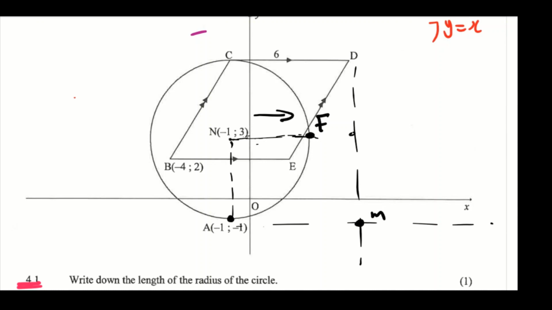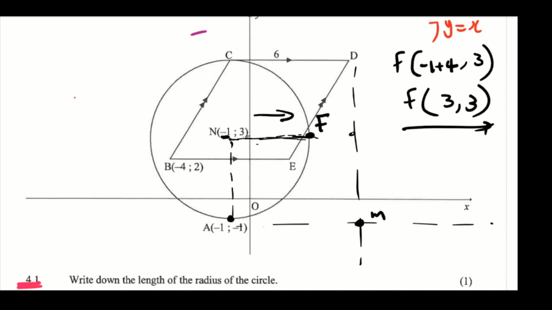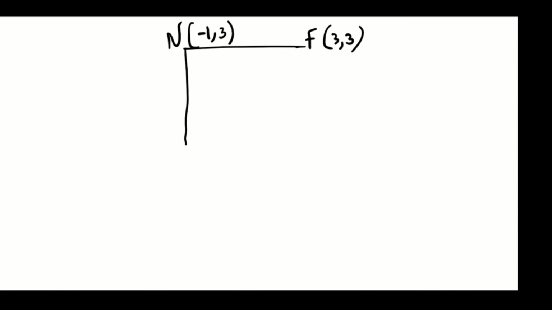So for us to find the coordinates of F, it's going to shift from the negative 1 here. So it's going to be negative 1 plus 4 units, and then we remain with the 3 units, which doesn't change because it's the y value here. So the coordinate of F would be 3 and 3, right? So this would be our N, which is minus 1 and 3, our F, which is 3 and 3, and then we have A here, which is minus 1 and minus 1.